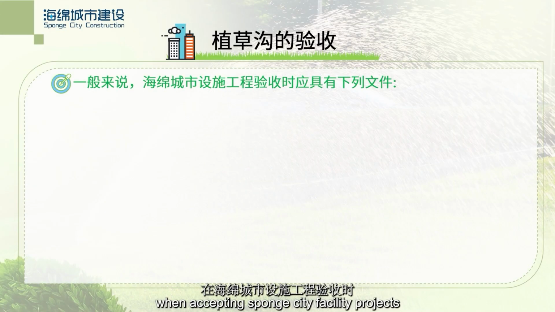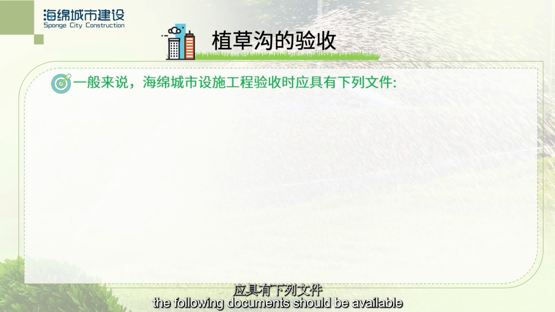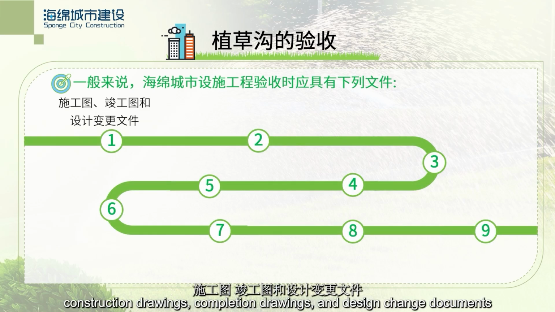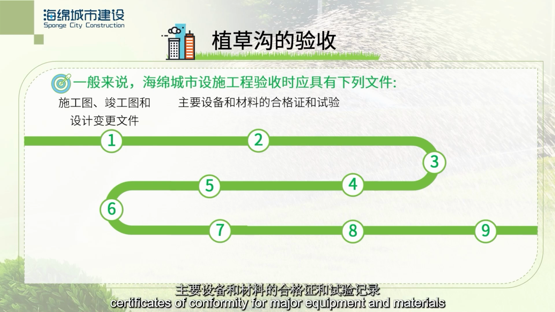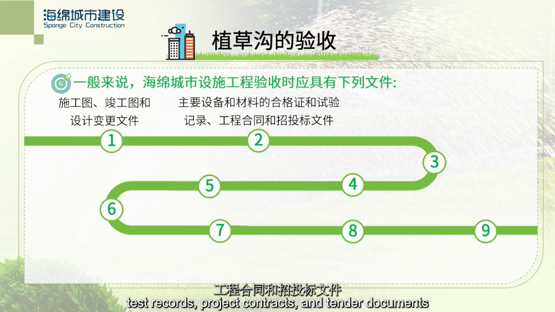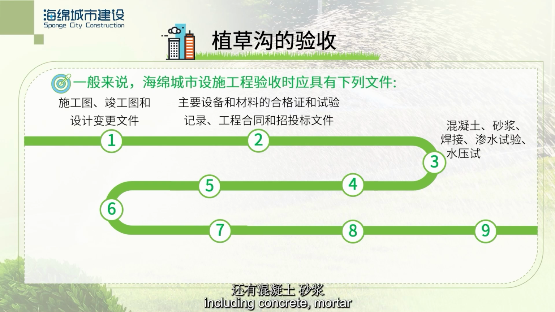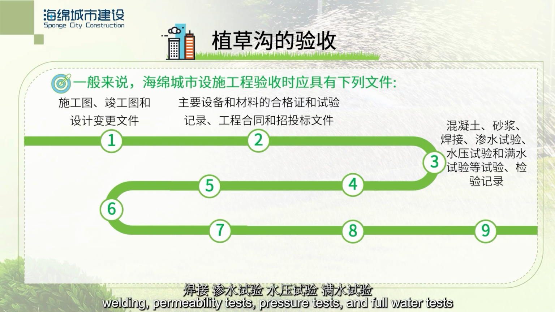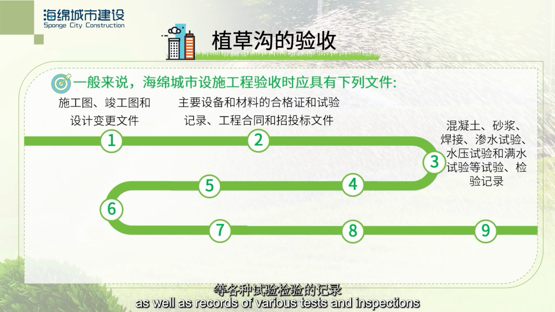Generally, when accepting sponge city facility projects, the following documents should be available: construction drawings, completion drawings, and design change documents, certificates of conformity for major equipment and materials, test records, project contracts, and tender documents, including concrete mortar, welding, permeability tests, pressure tests, and full water tests, as well as records of various tests and inspections.